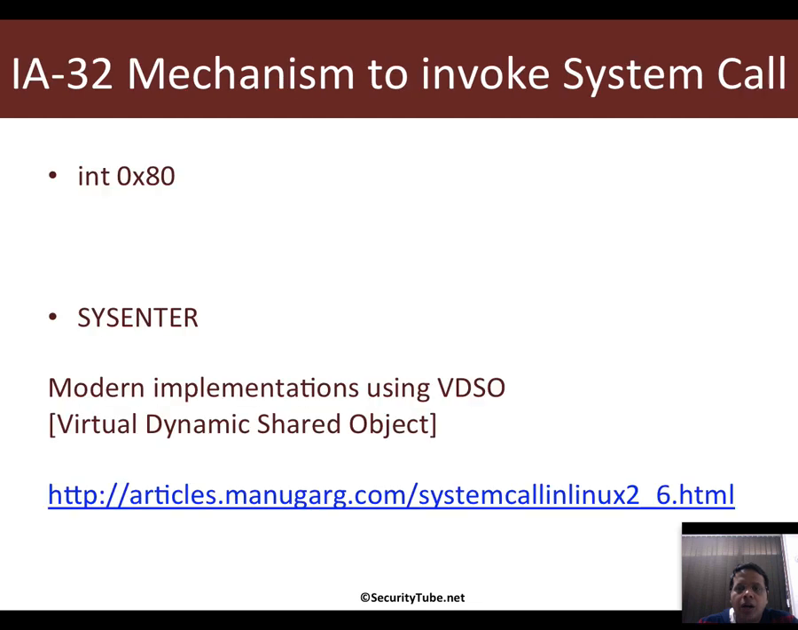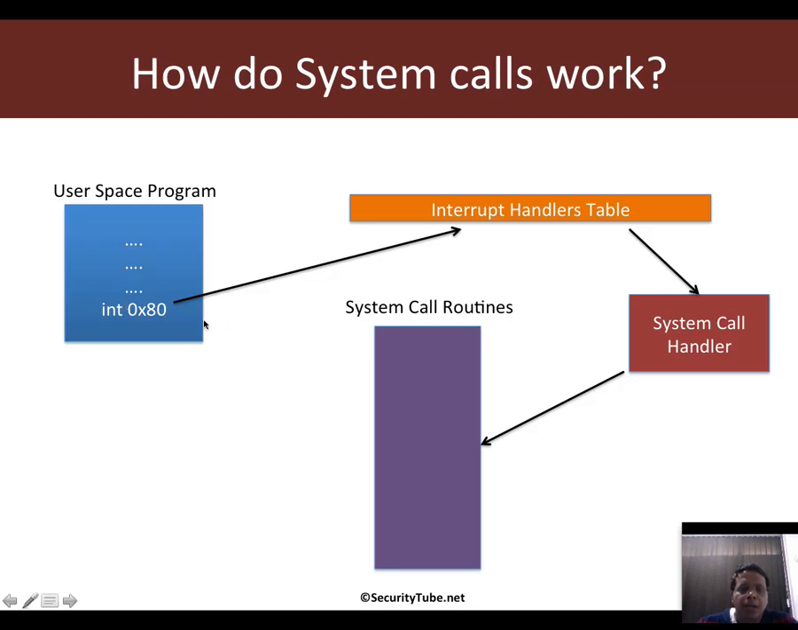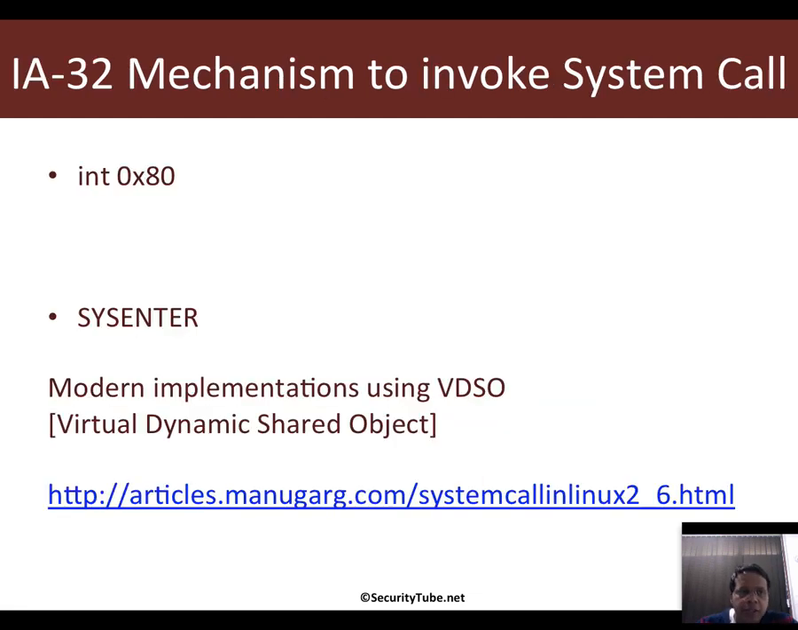Now, where are all of these system calls mentioned? I'll come to that in just a bit. But before that, there are multiple ways by which you can invoke these system calls in user space programs. On IA32, you can do this by using interrupt 0x80 or the sysenter instruction. It's important to note here that modern implementations typically use something called VDSO, or Virtual Dynamic Shared Object, which is a more efficient way of doing system calls.